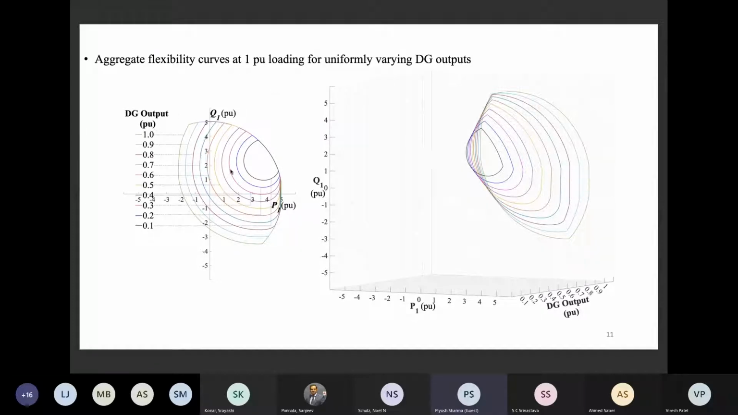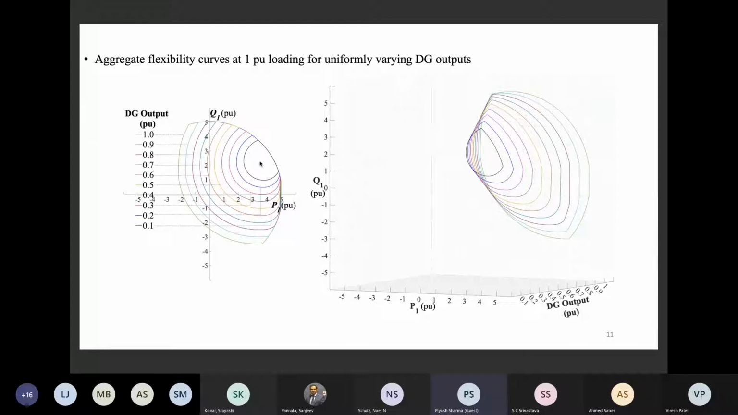So similarly, what we can see is as the output level of the distributed generator reduces, the curve again tends to shift towards the positive P1Q1 axis. This is because now you have less flexibility available in the distribution network to send power back to the grid. And it can be seen that there is always a certain amount of flexibility retained because we have kept the battery capacities intact. We have not changed the capacity of the battery. That is why there is some region that will always remain within the aggregate flexibility curve.